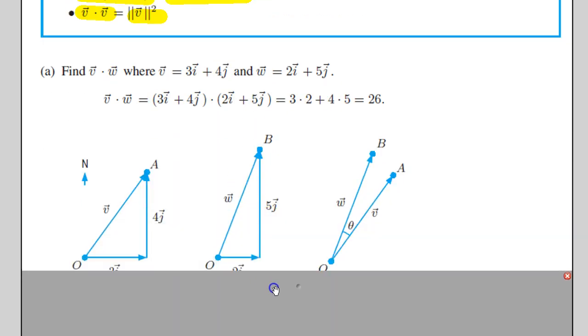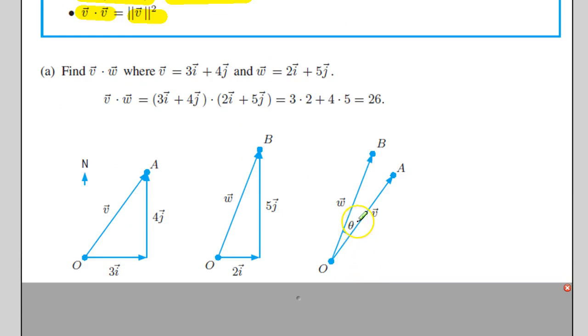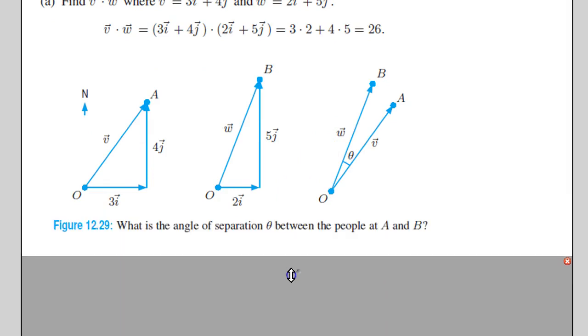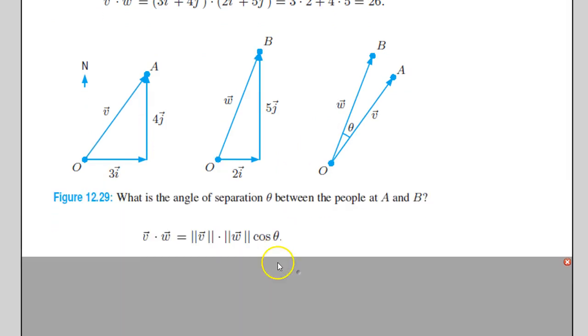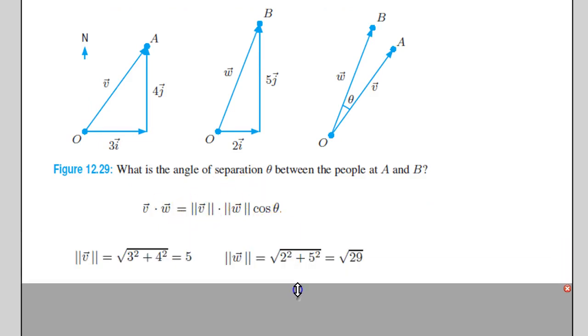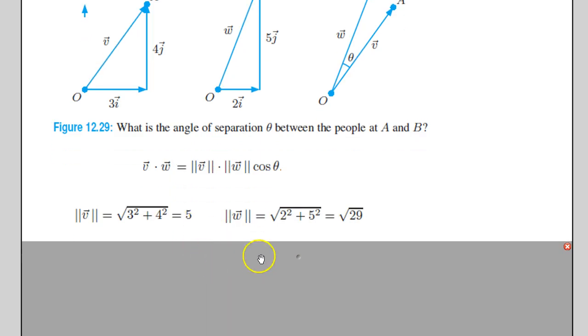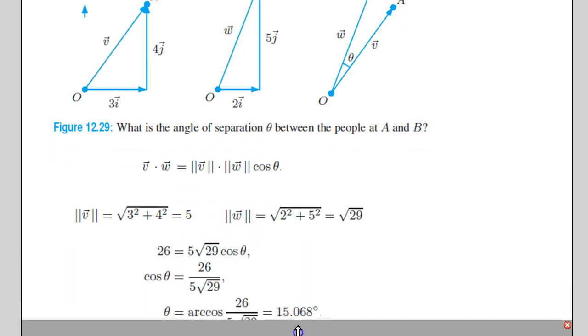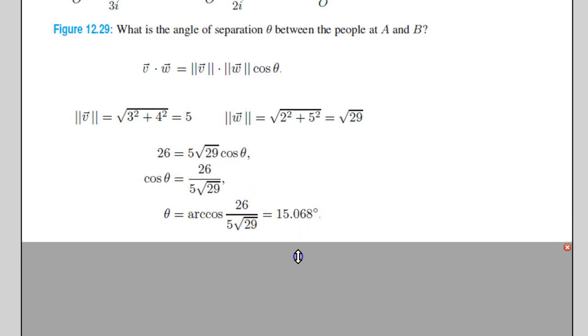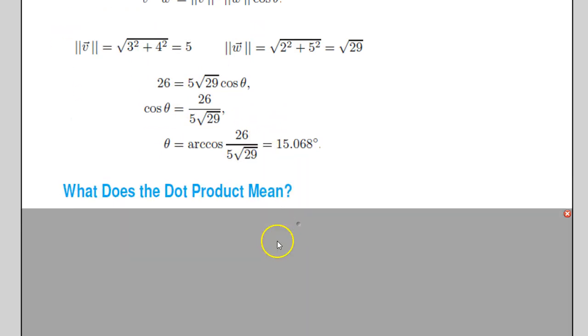But I can use this information to determine the angle in between, since the angle can be found using this formula. If I already know that the dot product is 26, and I can figure out the magnitudes of v and w, then I already know what the product of the two magnitudes is, and I can use inverse cosine to figure out the angle.